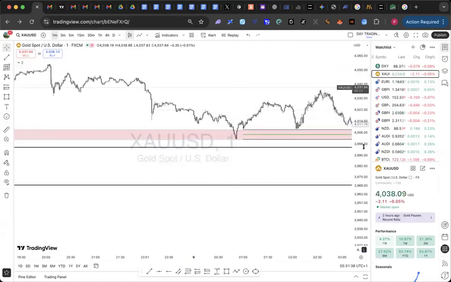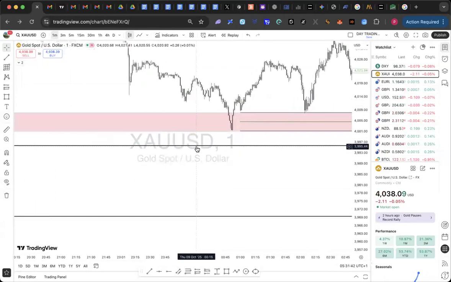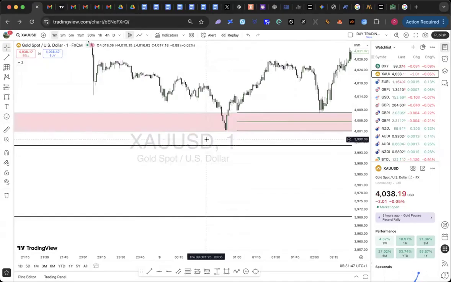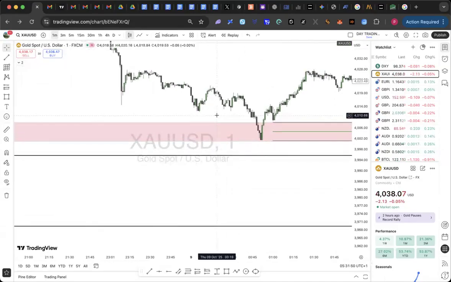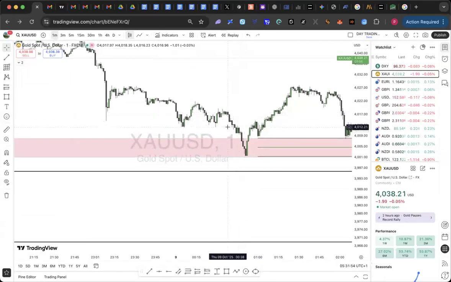So this is 1 minute. This is called refinement. And then you want a massive move. Now, this is another thing you must take note of. When you get to your area of interest, you want to see some massive stuff happening there.